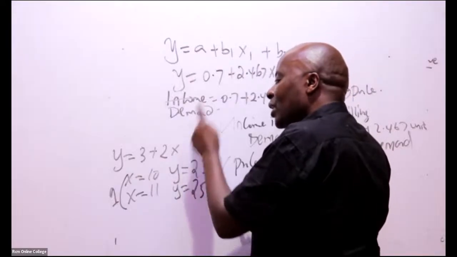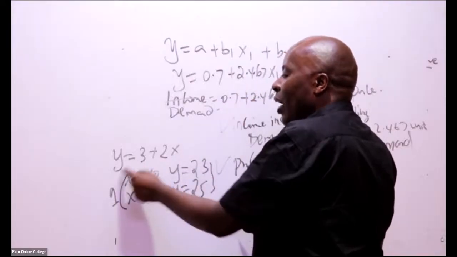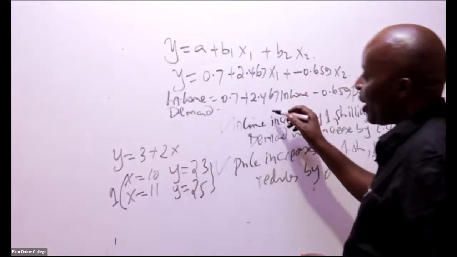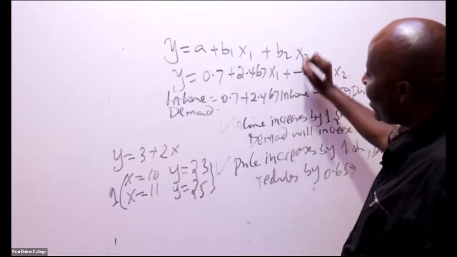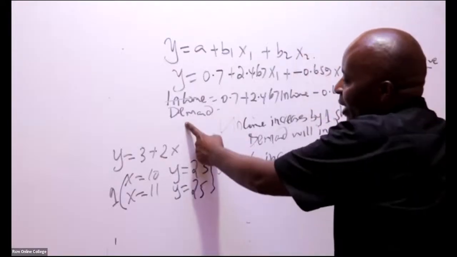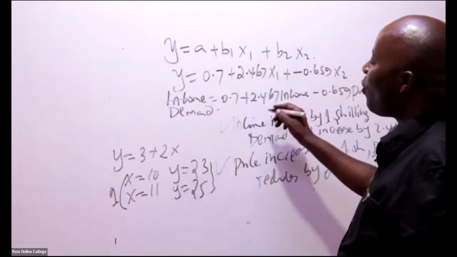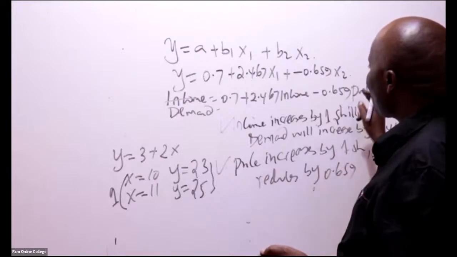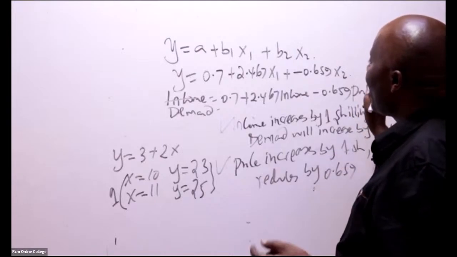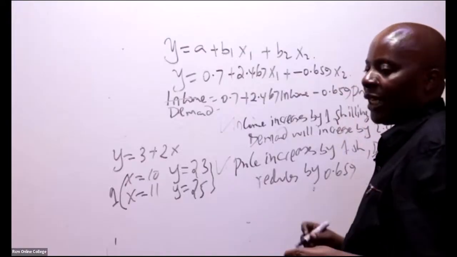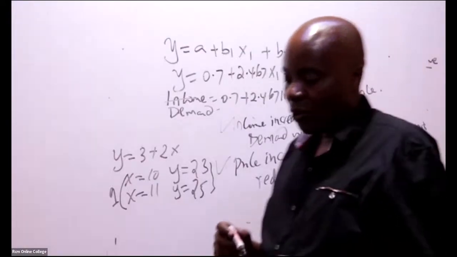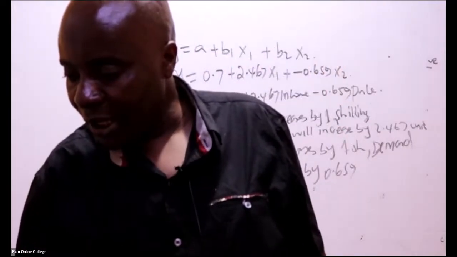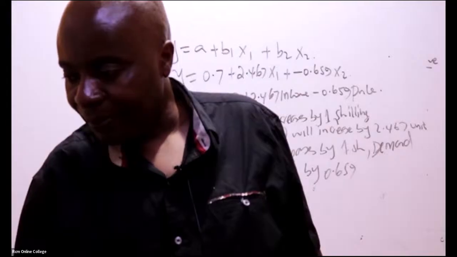When x goes up by just 1 unit, then because of the positive, y will increase by 2. That's how you'll also be able to interpret this: when the income increases by just 1 shilling, the demand, or the y there, will increase by 2.467. If the price was to go up by just 1 shilling, then the demand will reduce by that. And now I've also given the answer, which is there. Remember, it's all about you knowing how to interpret this generally.